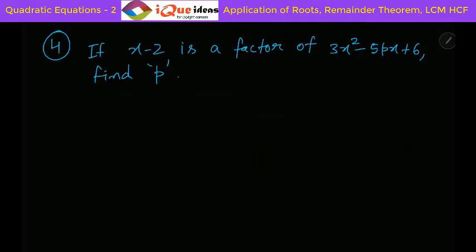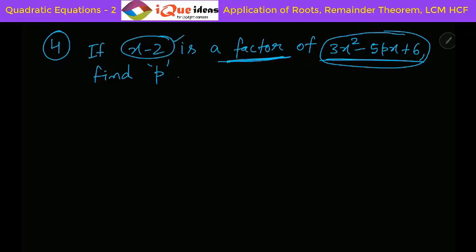Now this question says if x minus 2 is a factor of 3x squared minus 5px plus 6, then find p. Here what it means is, when I say x minus 2 is a factor, that means when this expression is divided by x minus 2, the remainder should be equal to 0. Why? Because x minus 2 is a factor. So when it is divided by x minus 2, the remainder should be 0.